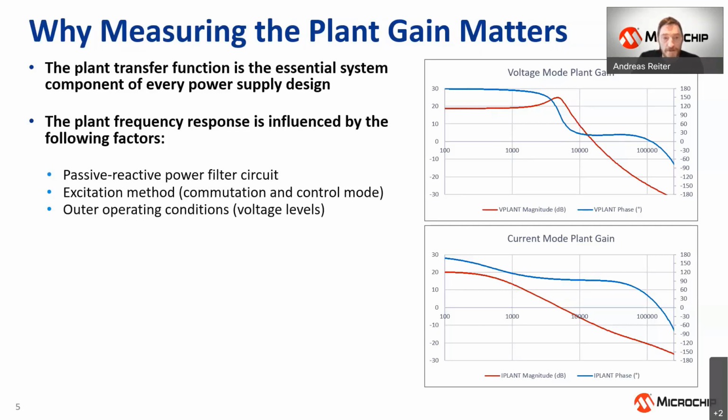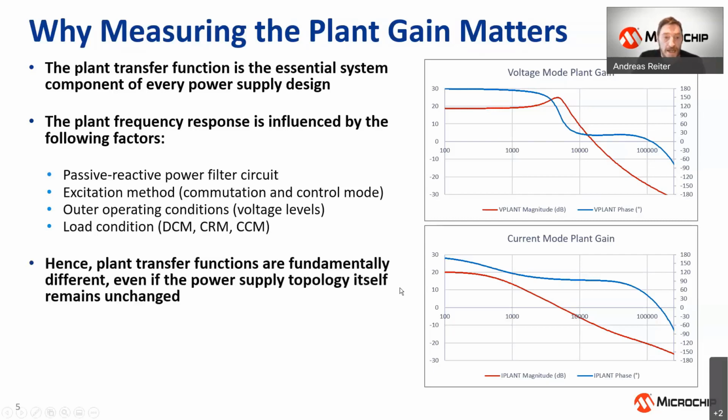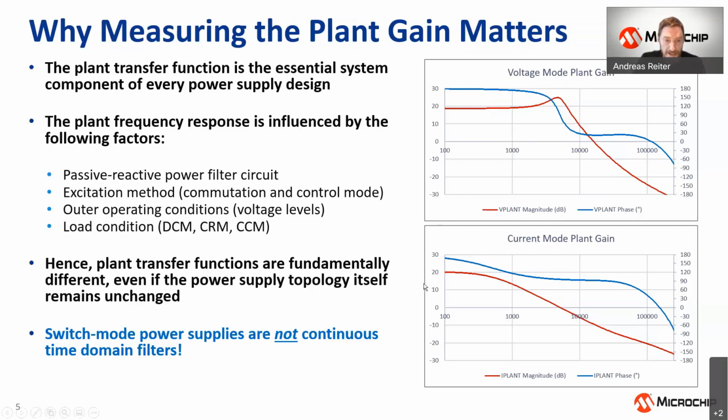Then operating conditions also obviously play a big role. The voltage potentials you have at the input and output define the gains, and the gains eventually result in different crossover frequencies, phase angles, and so on. And last but not least is the load. Every control system has its own characteristic, depending on whether it's in discontinuous mode, critical conduction, or continuous conduction mode. Hence, we need a really good understanding of how our power supply will behave, depending on which conditions we are operating it in.